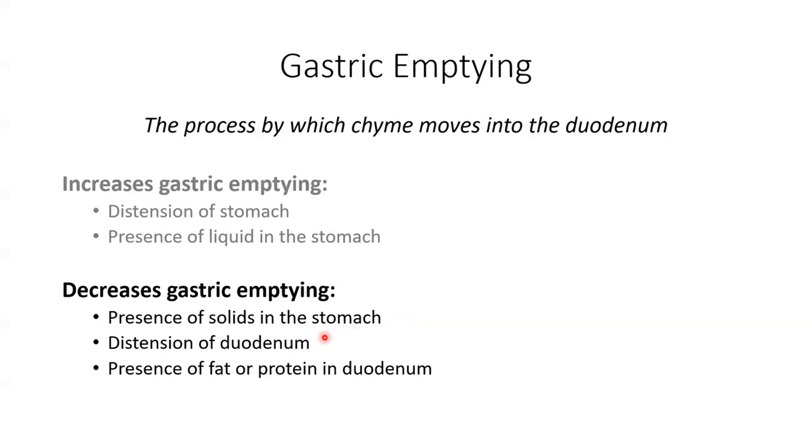Distension in the duodenum. So if there's already a lot of chyme in the small intestine that still needs to be digested and then absorbed, the body will try and hold onto the food that it has in the stomach so that we don't overload the small intestine.